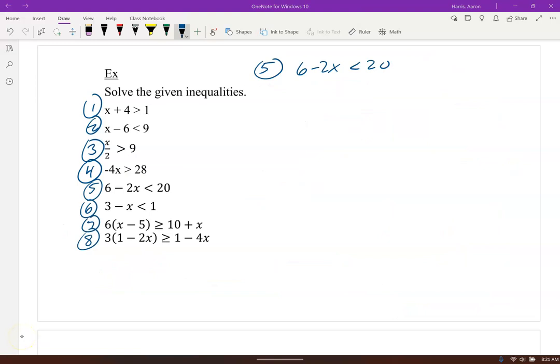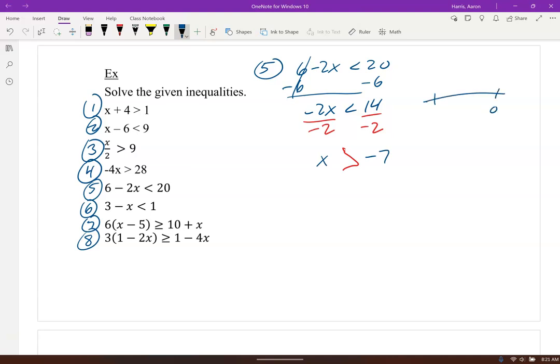All right, here's the fifth one. We're going to isolate the x. So let's get rid of the 6 first. So subtract 6 from both sides. Now I'm dividing by a negative 2. So again, if I multiply or divide both sides by a negative, don't forget you've got to switch that sense. Switch the direction of that inequality. So x is greater than negative 7.